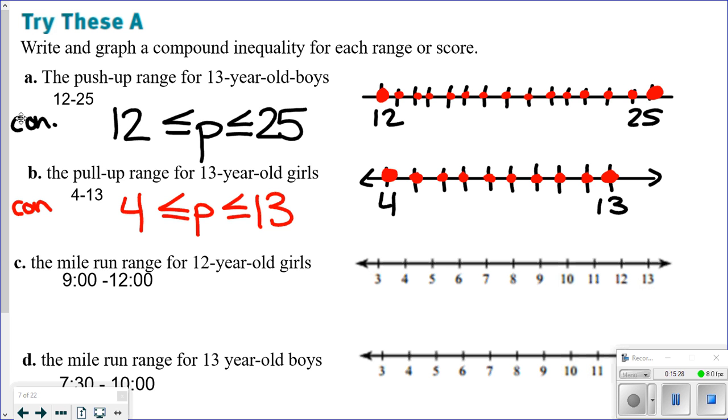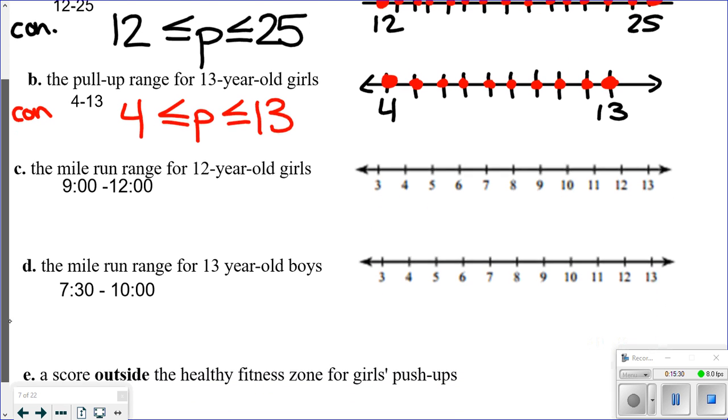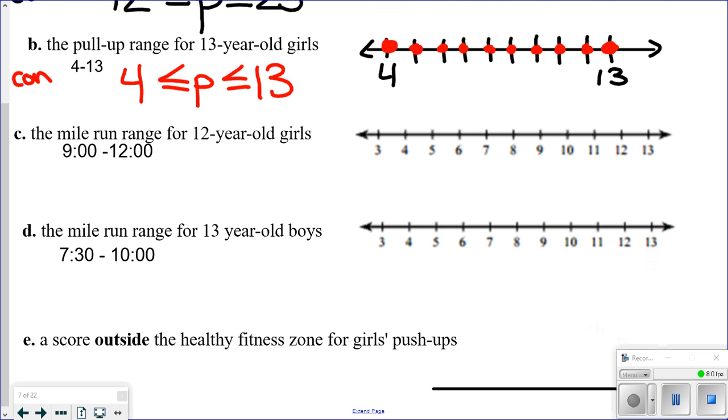Question C, the mile time for 12-year-old girls. Find it up in your table. 12-year-old girls' mile time is from 9 minutes to 12 minutes and everything in between. So I know, again, I have a conjunction because I'm using a range of values from a low of 9 to a high number of 12.